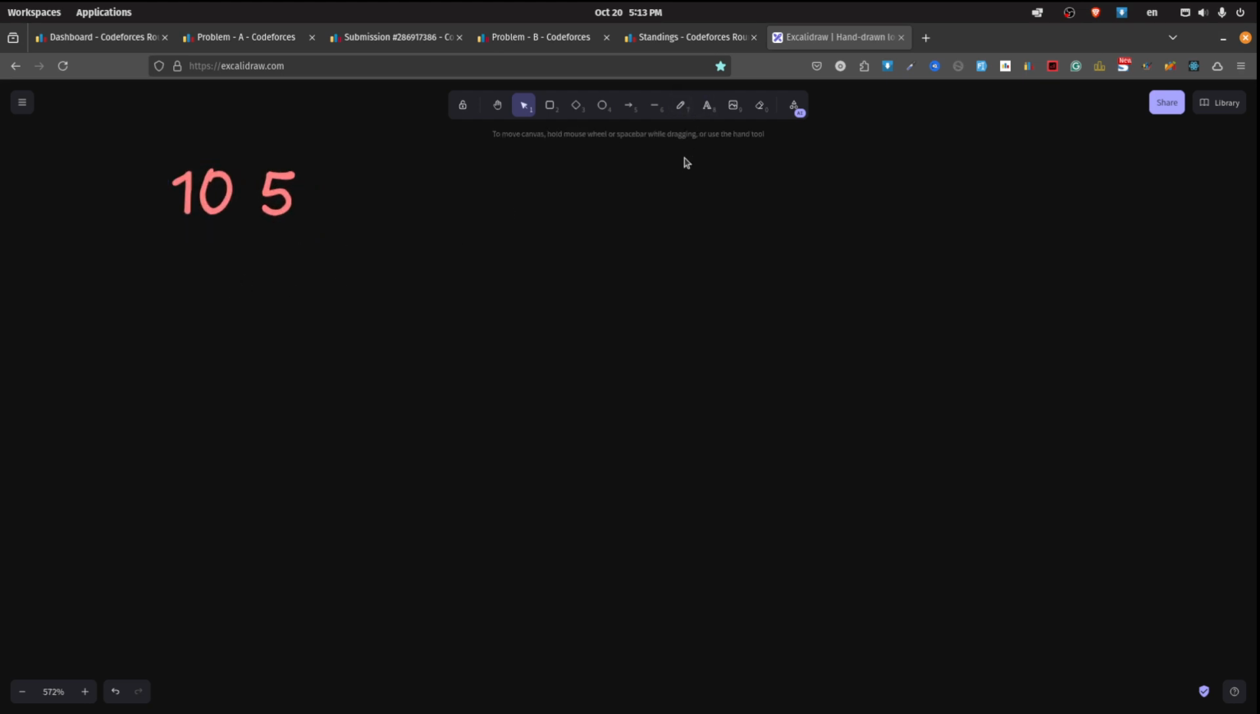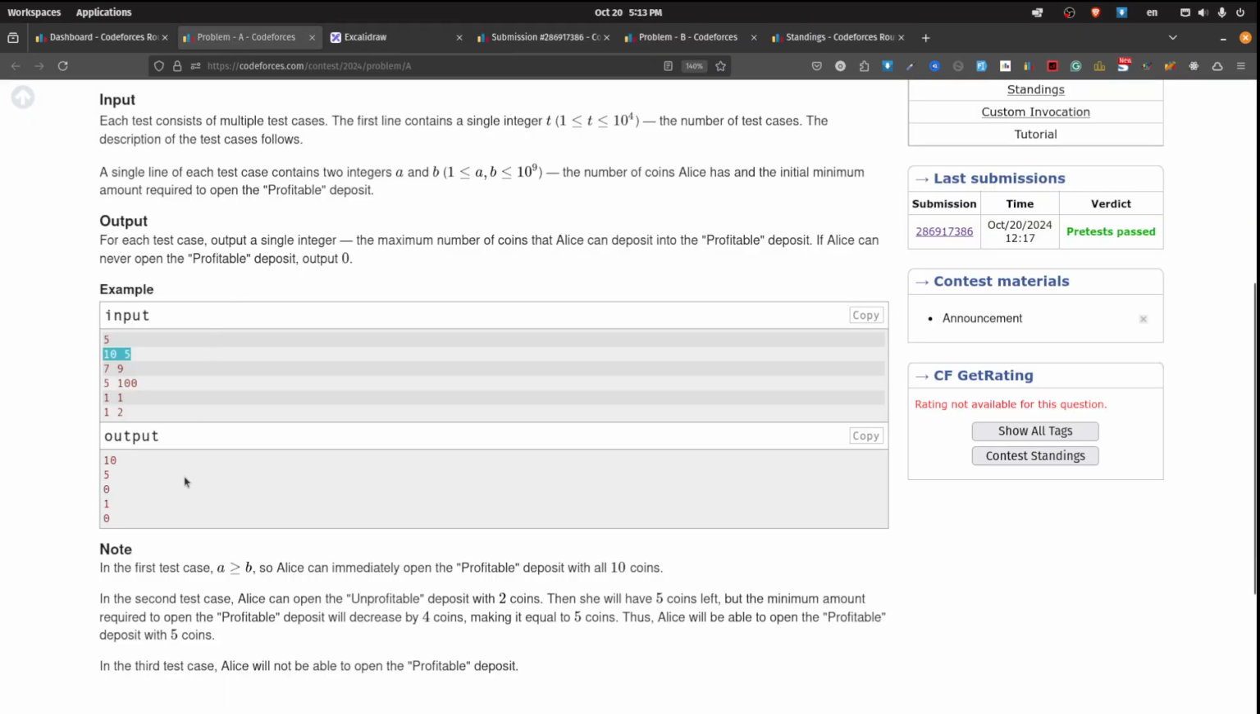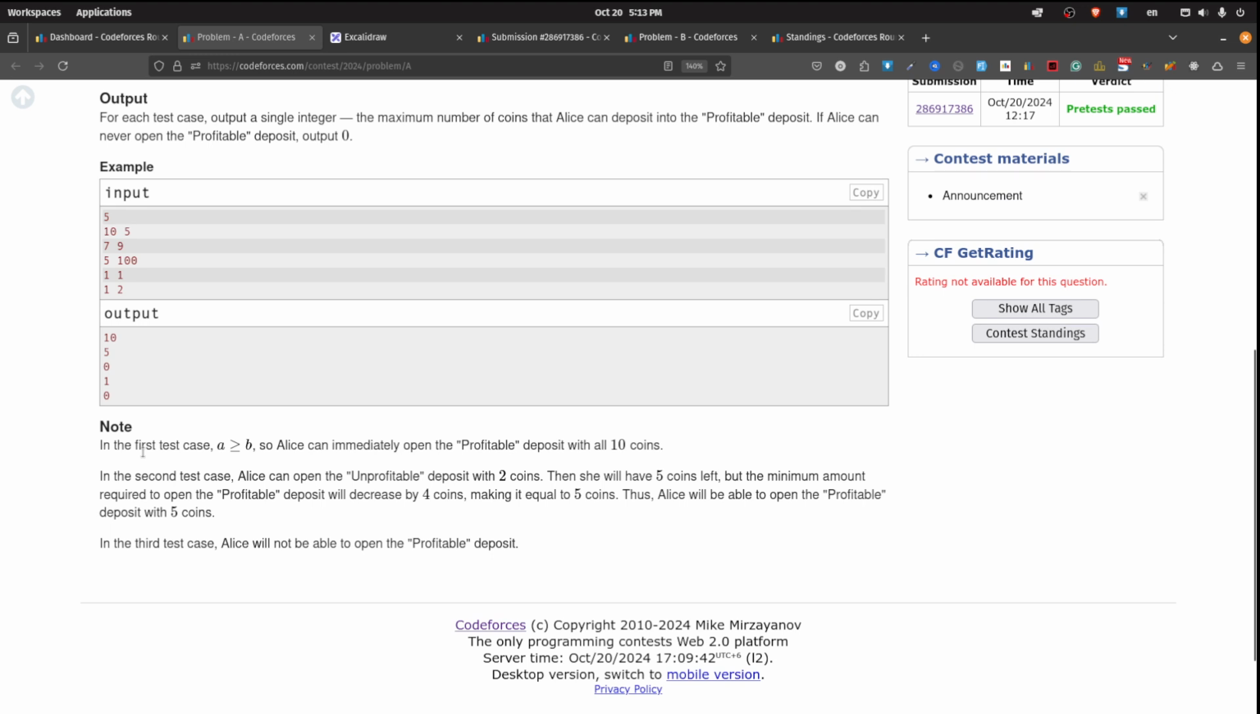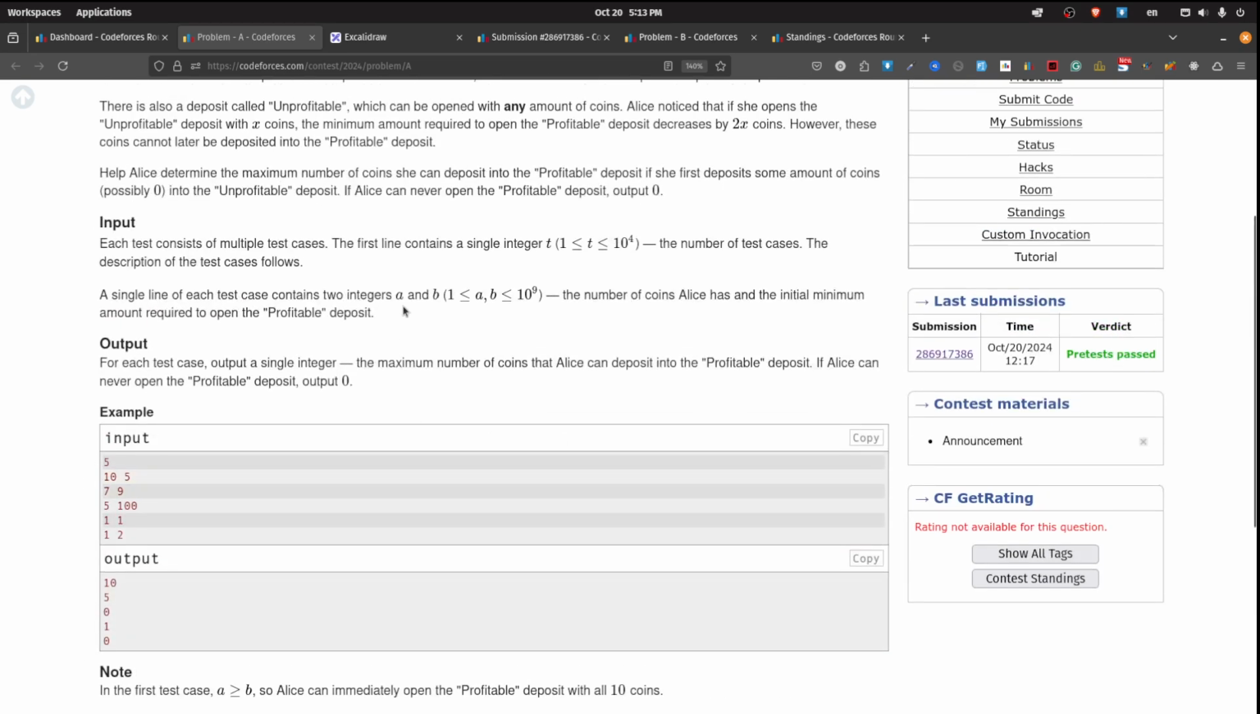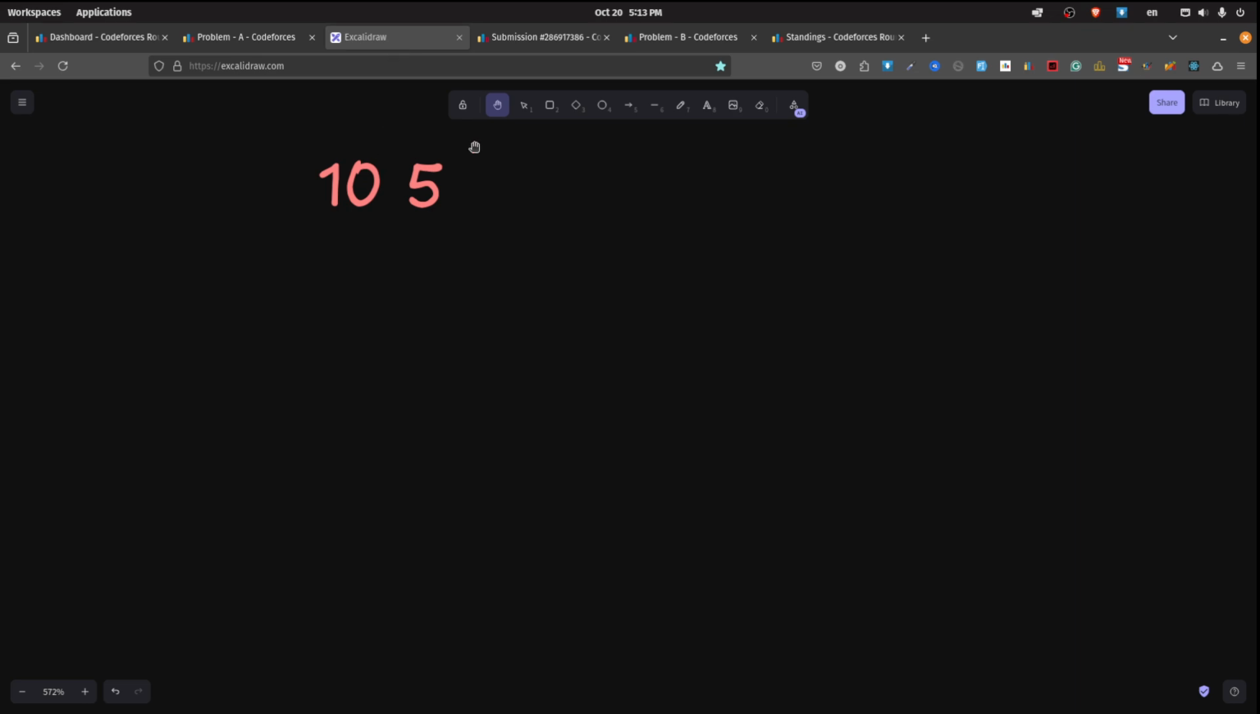So first of all, look at the question. In the note section it says, in the first test case, A is greater than or equal to B, so Alice can immediately open the profitable deposit with all 10 coins. Here the first value means the number of coins Alice has, and the second value is the initial minimum amount required to open the profitable deposit.